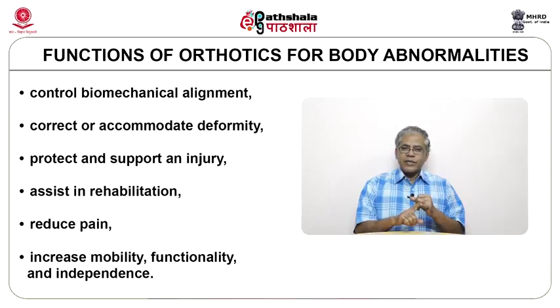They control biomechanical alignment, correct or accommodate deformity, protect and support an injury, assist in rehabilitation, reduce pain, increase mobility, functionality, and independence. A prosthesis is an artificial device attached or applied to the body to replace a missing part. It can also supplement an existing but defective body part. Prosthesis can be for internal or external use. Internal prosthesis includes heart valves, joint replacements, and so on. The external prosthesis includes upper and lower limbs that have been amputated.